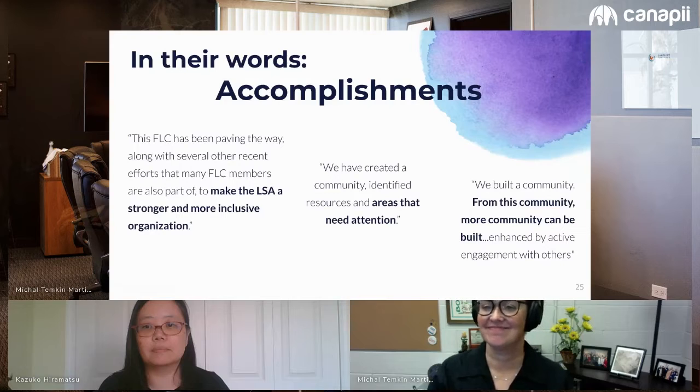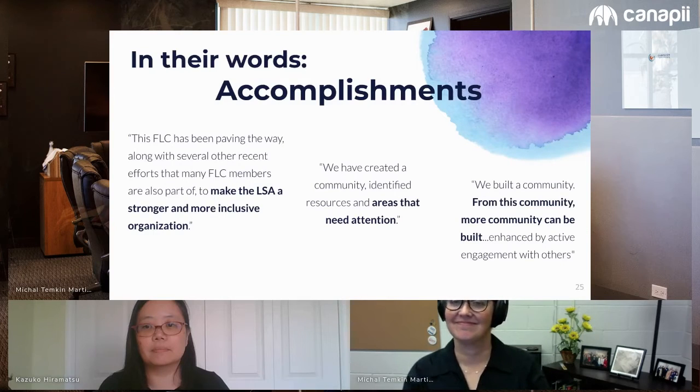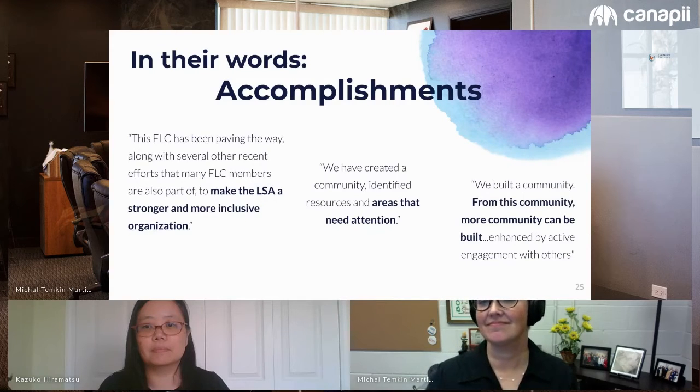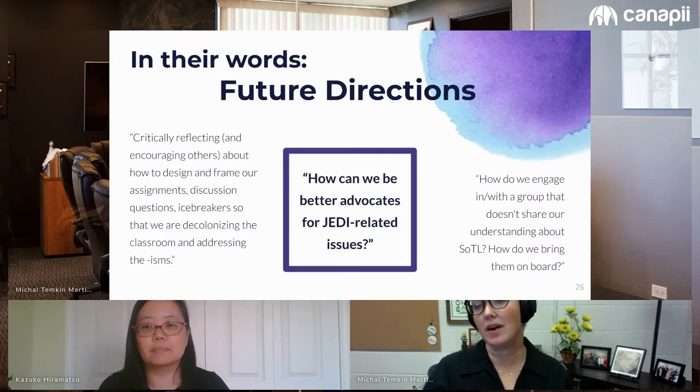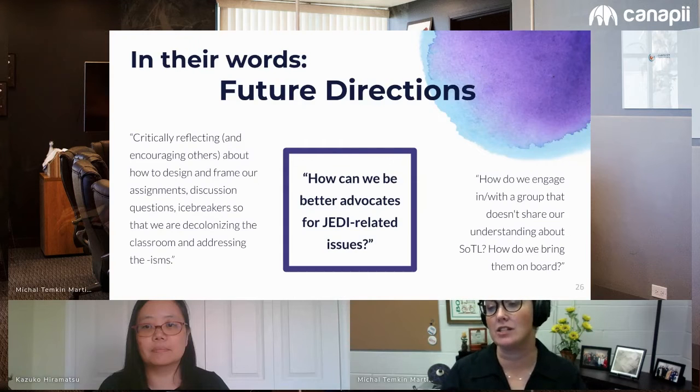Our participants continued the theme of community building when speaking about the group's accomplishments. It's clear that the group values its role in the building of a culture of scholarly teaching and SoTL within our professional organization. Although conversations about future directions for our work have been central to our ongoing work, the survey also allowed FLC members to formally provide input about our group's future directions. Here, we again see that participants are actively thinking about their role in advocating and leading in our disciplinary conversations about SoTL and JEDI-related issues.